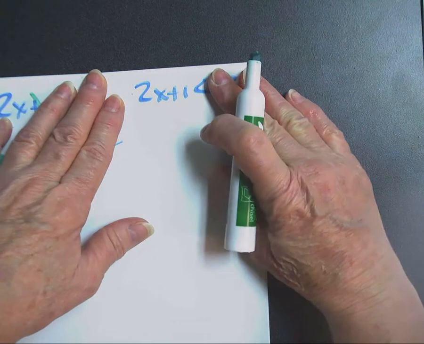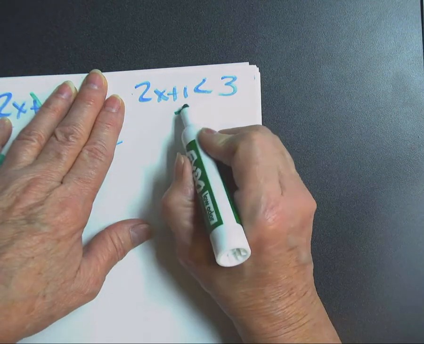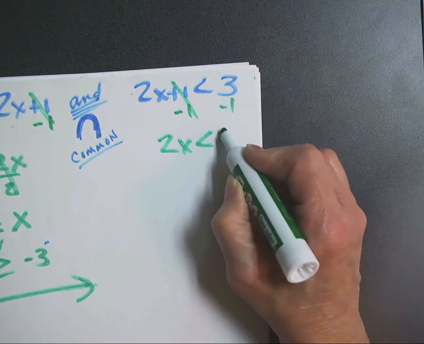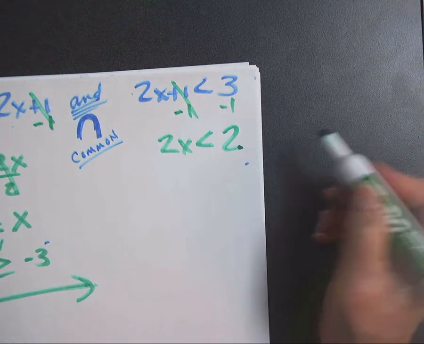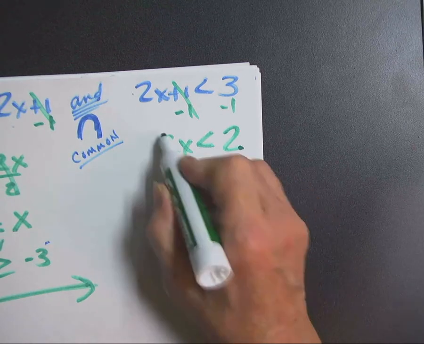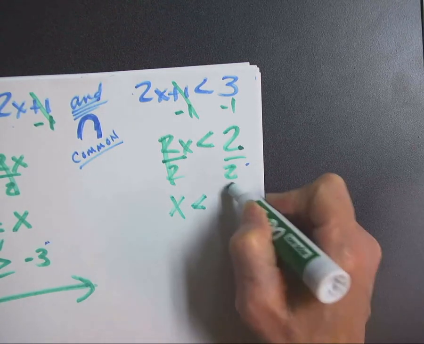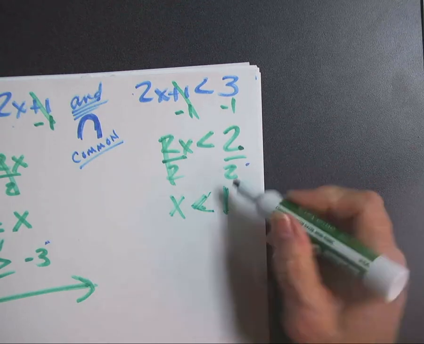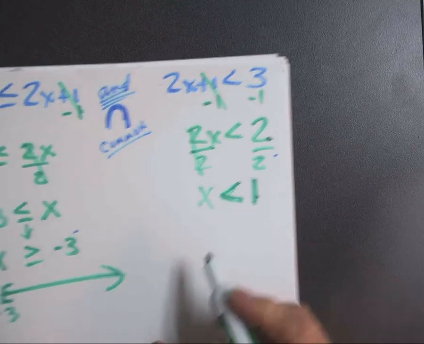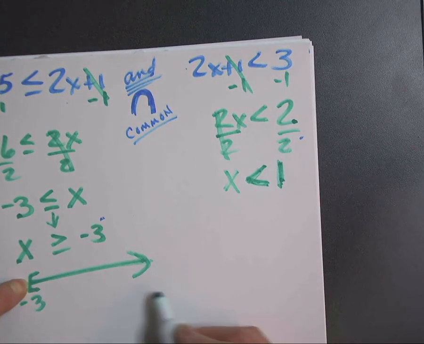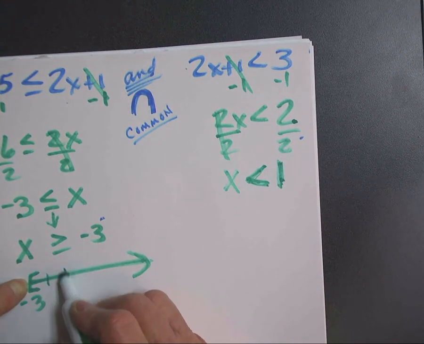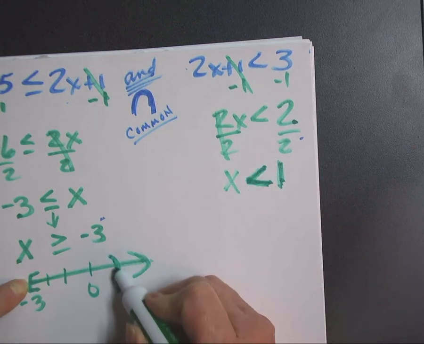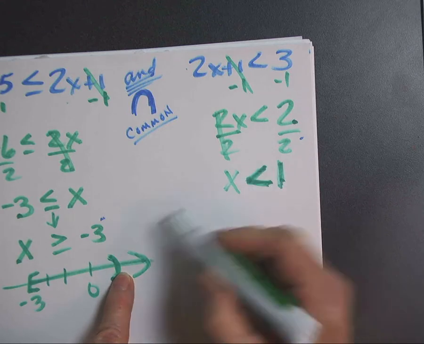Okay. So let's do this part. What do you do to solve this one? Subtract minus 1 again, right? And that gives you 2. And then you divide by 2, and that gives you 1. x is less than 1. Okay, and then you graph it on there. You put a parenthesis at 1, going that way.